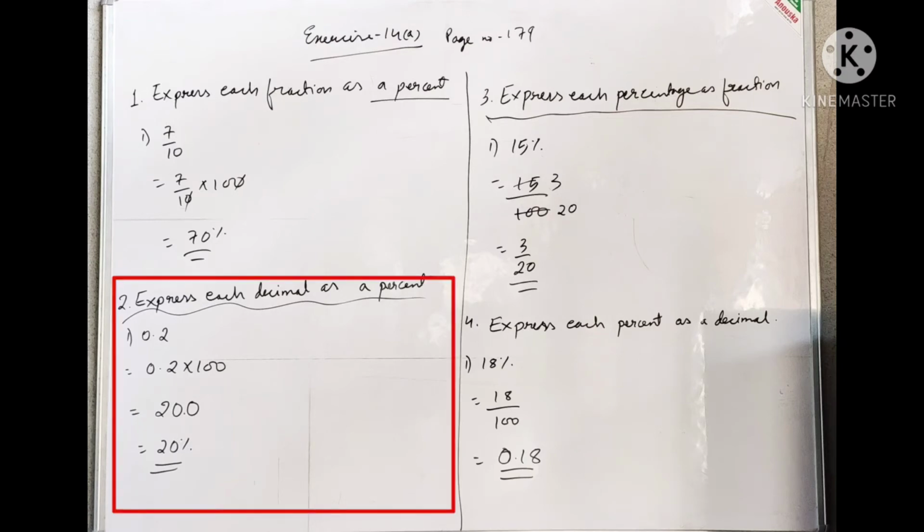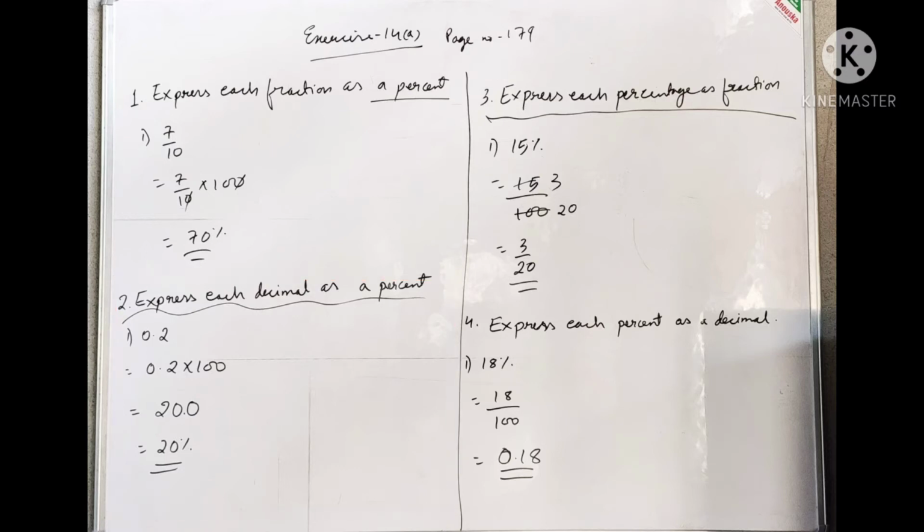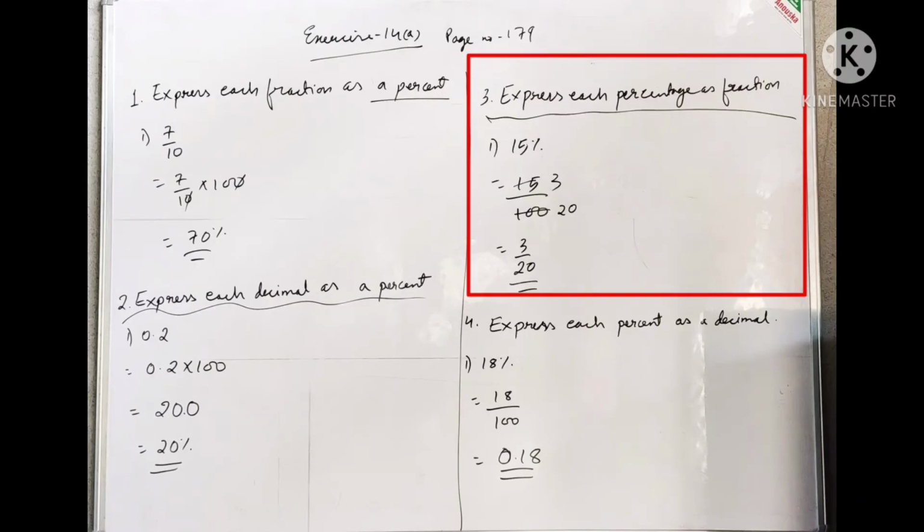Question number 2 says: express the decimal as a percentage. So here we are converting decimal into percent. You need to see what you are doing, whether you are converting into percentage or you are changing the percentage. Here we are converting everything into percent, so it means we will be multiplying by 100. So 0.2, if you multiply by 100, either you can do it with decimal point shifting, or you can just multiply 2 into 100, 200, and then put the point accordingly. If you put the point accordingly, we get 20%. Clear?